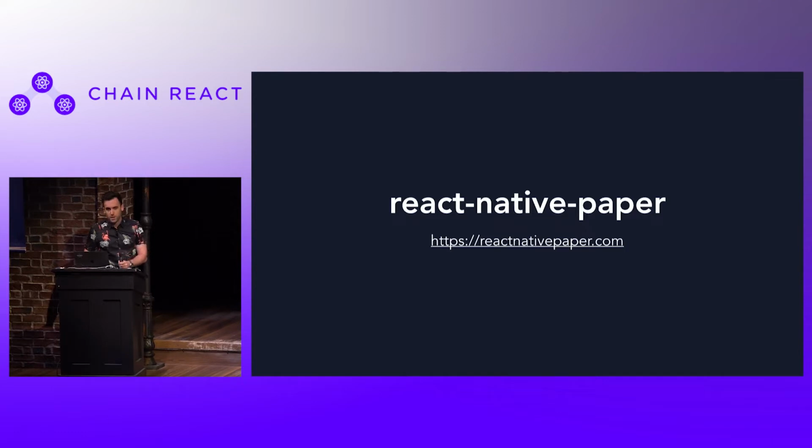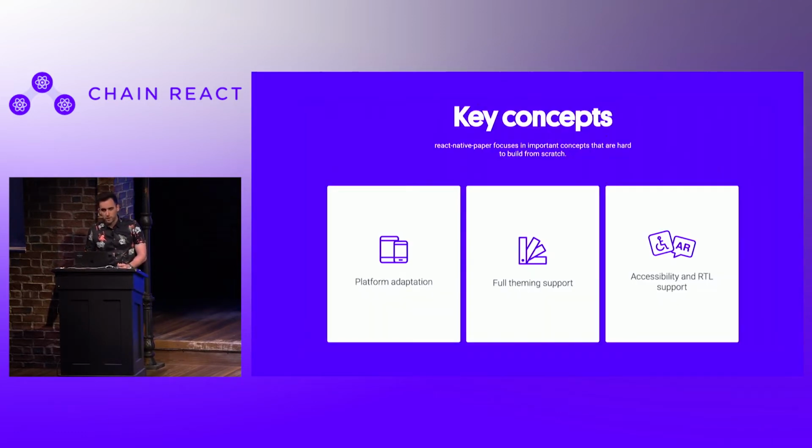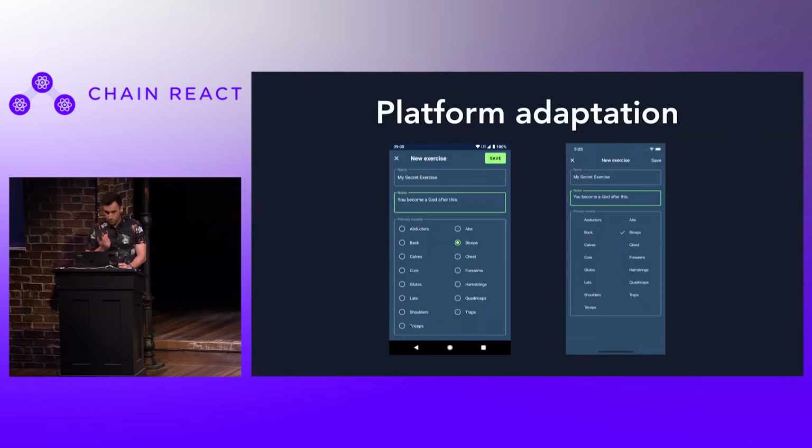And I always say about Paper, that it has these 3 key concepts. And it might seem not important, but it really makes a difference. So there's platform adaptation, full theming support, and accessibility and right-to-left support that I will tell you what it's about. So platform adaptation, when you use this library, when you use a button or text, it will look how material design is telling you that it needs to look, also on iOS. So for example, here you have the save button on the top. By default, for Android, it has a background. It has an uppercase text. On iOS, it's lowercase. Also, there is this title.